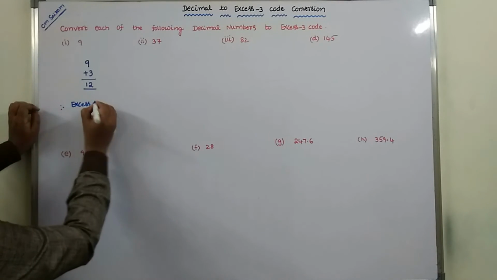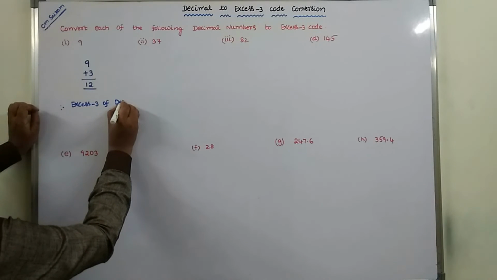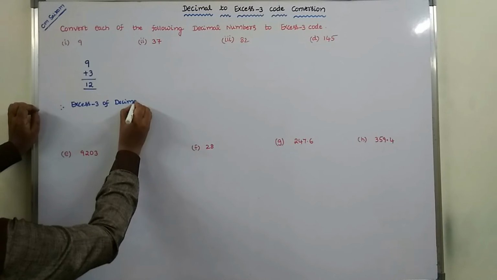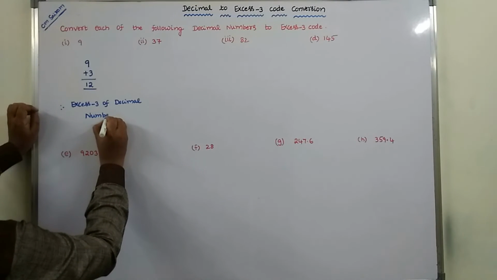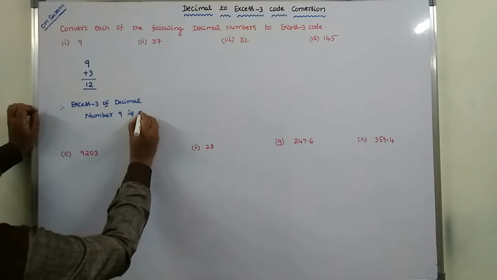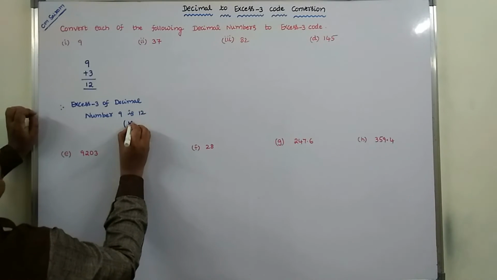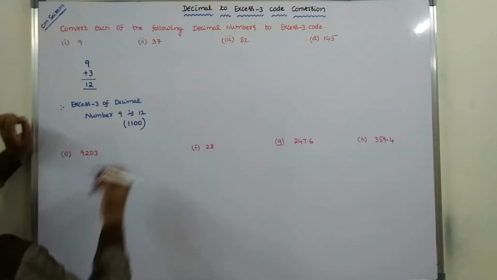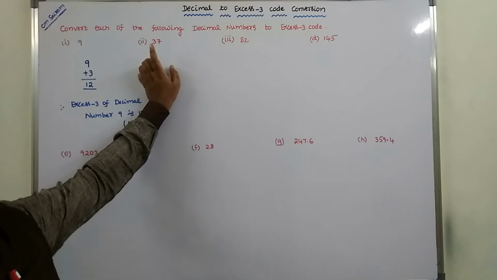Therefore the excess-3 of decimal number 9 is 12. So 12 is nothing but 1100.